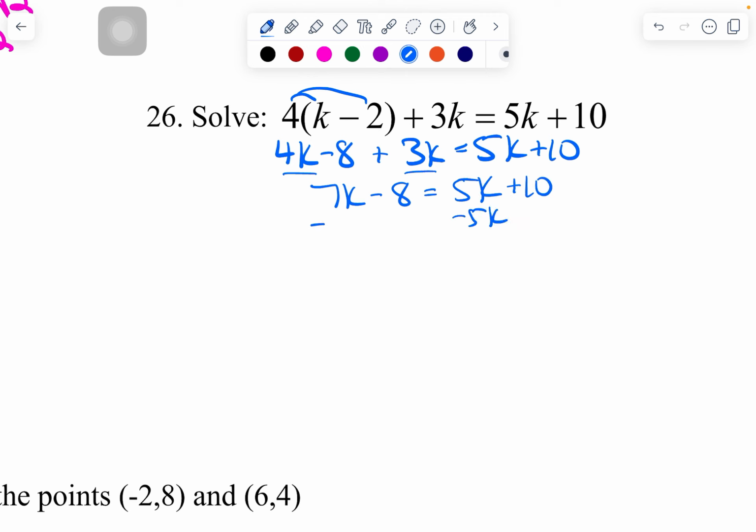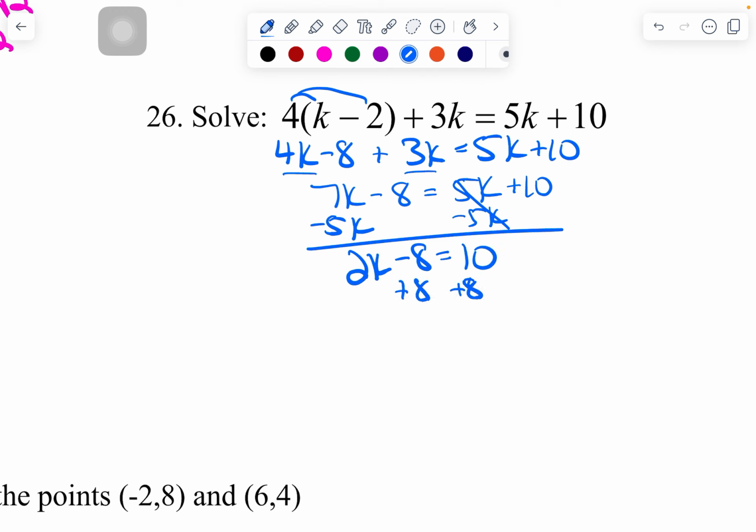Don't like having both k's on opposite sides, so I'm going to subtract 5k. So 2k minus 8 is equal to 10. Let's add 8. So 2k is equal to 18. Divide by 2. K is equal to 9.